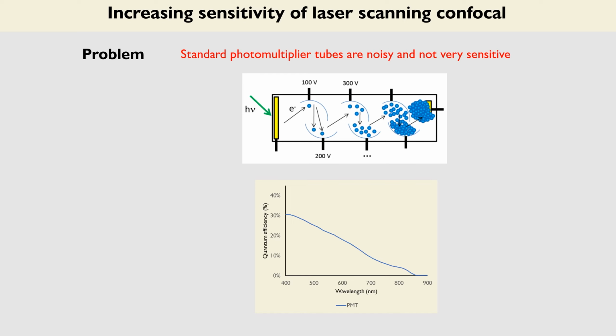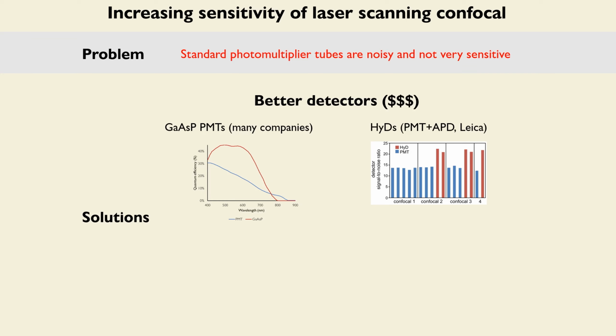So what can we do about this? The solution is better detectors that cost a lot of money. And there are different versions of these. There are GaAsP photomultiplier tubes that many companies sell. GaAsP stands for gallium arsenide phosphide, and so they're made out of a material that is more sensitive at most of the wavelengths that we care about. You can see the quantum efficiency of the GaAsPs in red compared to the normal PMTs, which are typically called multi-alkali, in blue.